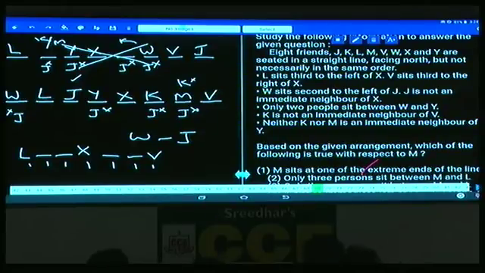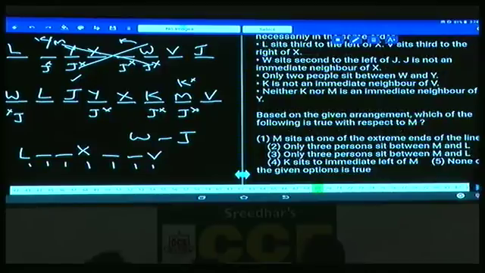Then question number 69. Based on the above arrangement, which of the following is true with respect to M? M sits at one of the extreme ends of the line. Is it true? No. Next one, only 3 people in between M and L. That is ruled out because there are 4 in between M and L. And 3 persons sit between M and L. Choice 2 and choice 3 are one and the same.